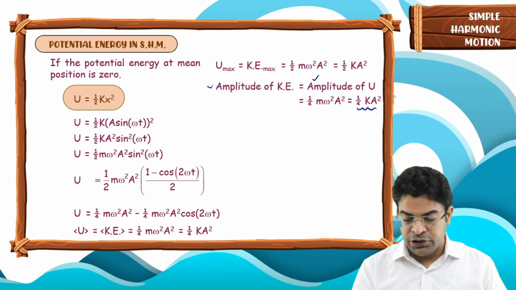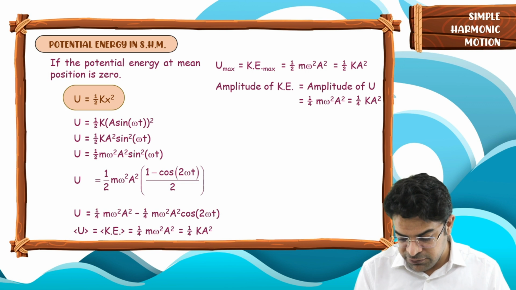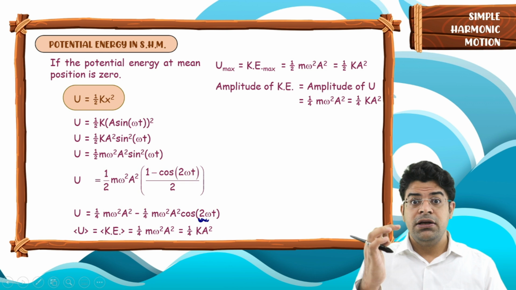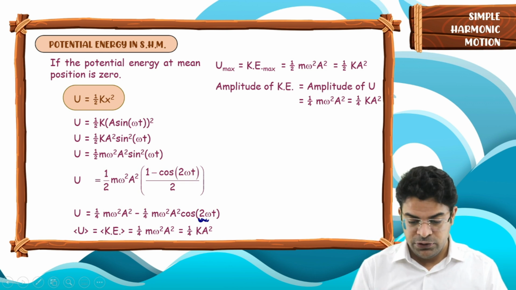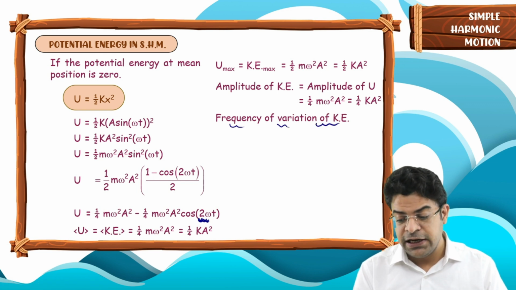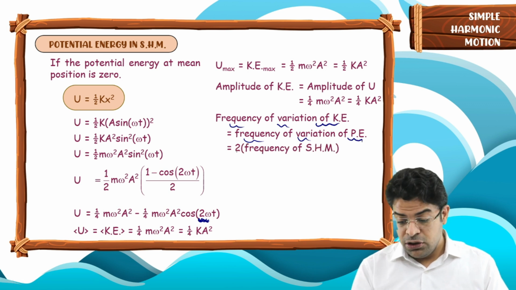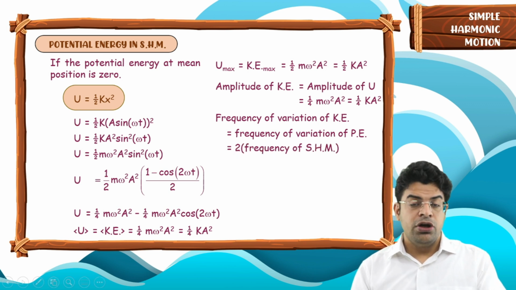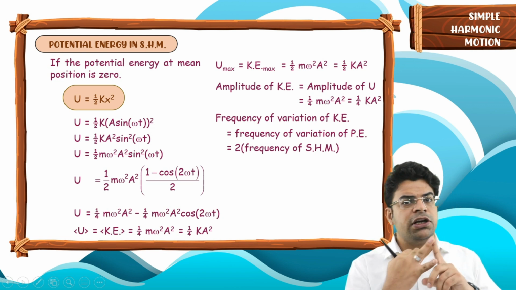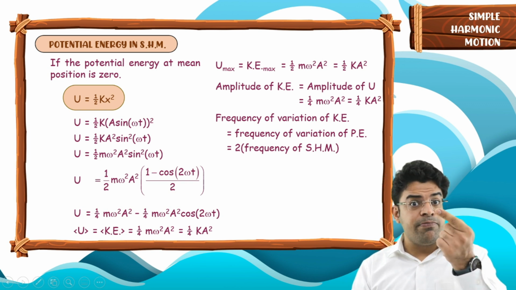So you should know amplitude as well. If somebody asks what is the frequency of variation of potential energy, it is 2 omega, double the frequency of SHM. So we will say the frequency of variation of kinetic energy is the same as the frequency of variation of potential energy, which is 2 times the frequency of SHM. So remember that the frequency of variation of kinetic energy and of potential energy are both double the frequency of SHM. As the frequency is double, the time period is half.